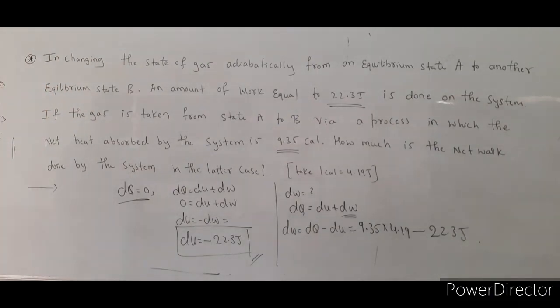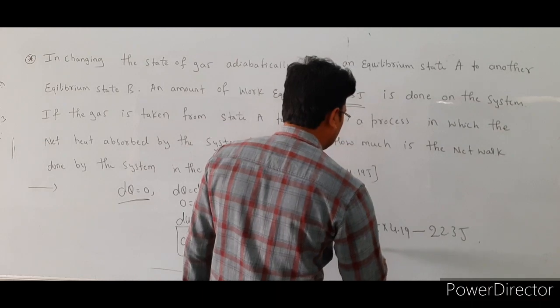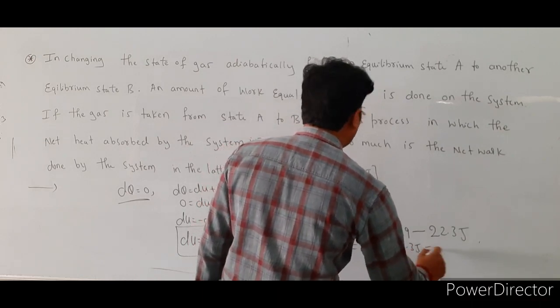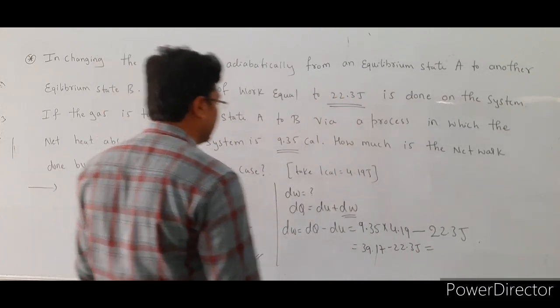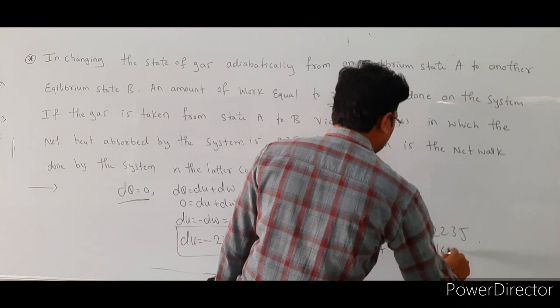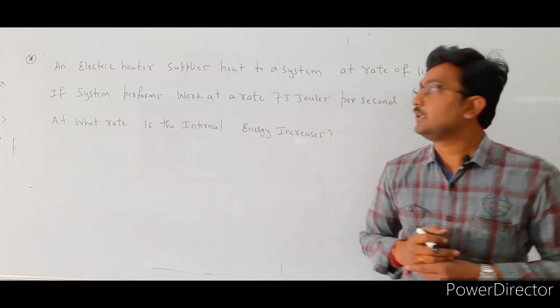So then multiply 9.35 into 4.19, its value is 39.17. So its value is 39.17 minus 22.3 joules. This is equal to 16.87 joules.